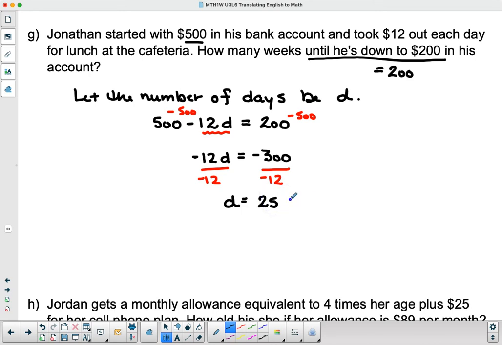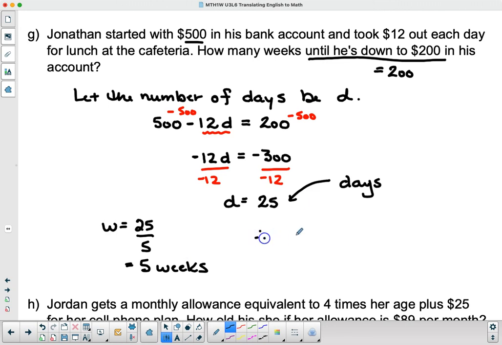So that's 25 days. The question asked for weeks. Now, we're going to have to assume that this is a classroom situation or a school situation. If he's buying lunch at the cafeteria, I suppose it could be the cafeteria at his workplace, but how many days a week is he going to have to eat lunch, which is only 5 if he's buying it at a cafeteria for school. So to get weeks, we're going to have to take 25 and divide it by 5 because there's 5 days that he eats lunch in a week. So that means that it's 5 weeks until he's down to 200.